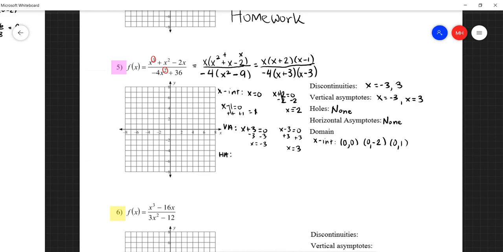So first, let's go ahead and put our vertical asymptotes of negative 3. So x equals negative 3. x equals positive 3. Next, let's put our 3 x-intercepts down. So we had 0, 0, 0, negative, sorry. As I realized, I wrote both of these intercepts backwards. So negative 2, 0, and 1, 0.